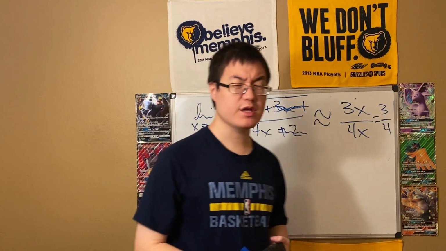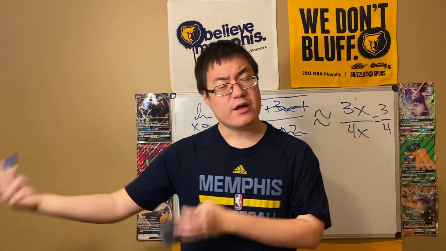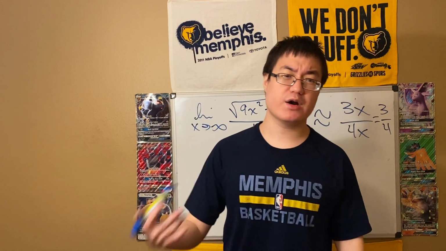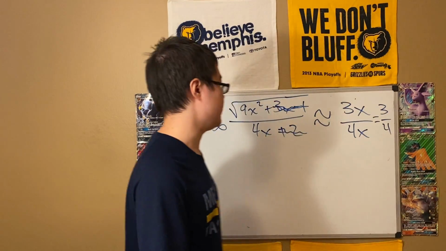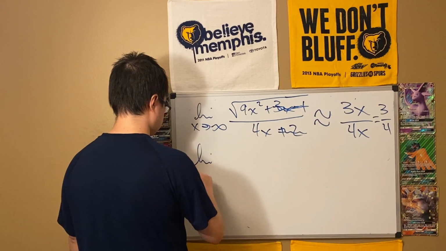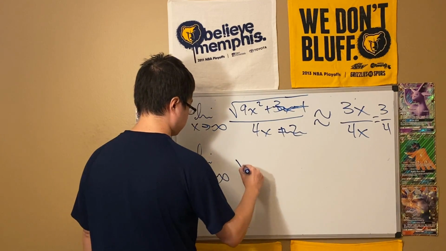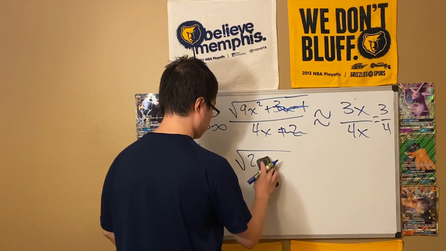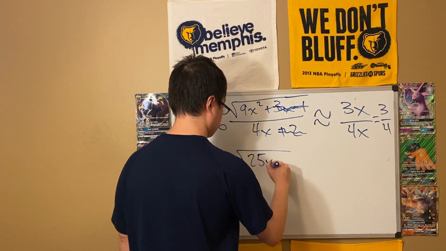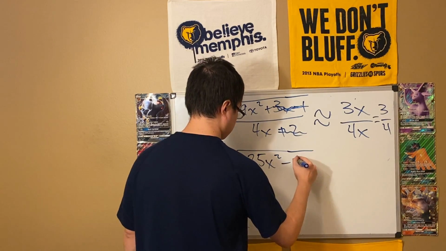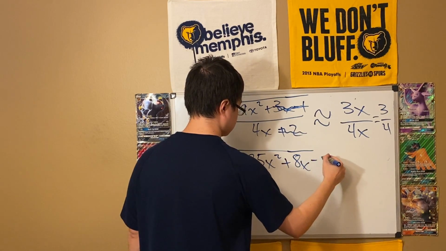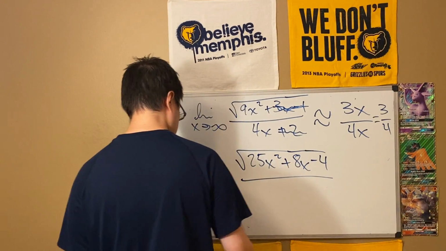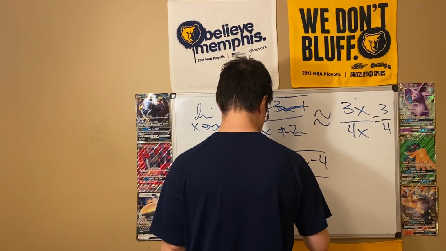So these questions are also pretty easy, but unlike other same heavy questions when it's strictly a polynomial over a polynomial, you do have to be careful about negatives potentially. So let's just see that in action. So we're going to do the limit as x goes to negative infinity of the square root of 25x squared, plus 8x minus 4, over 7x plus 2.